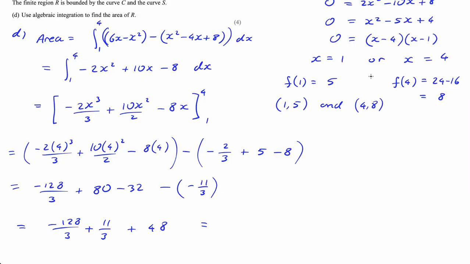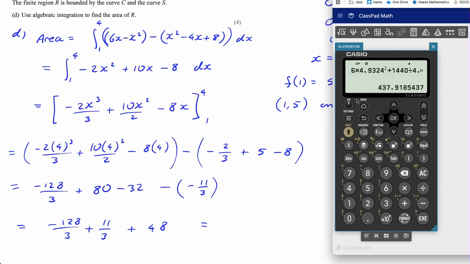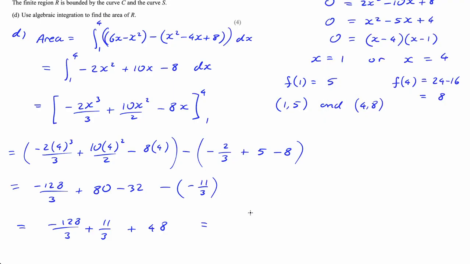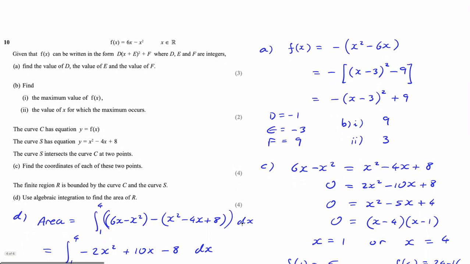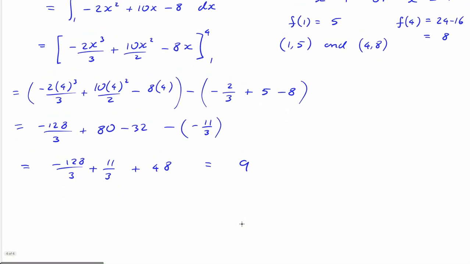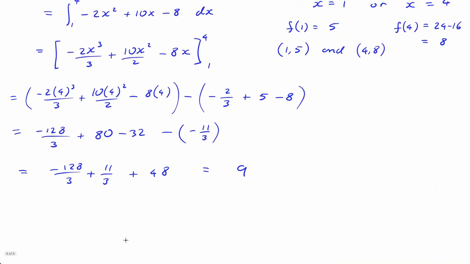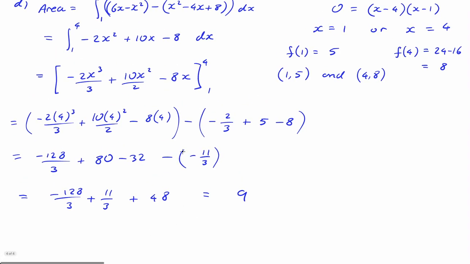Okay, and this, guys, I am going to cheat here. Well, not cheat, but I'm going to use my calculator. Negative 128 over 3 plus 11 over 3 plus 48 gives us exactly 9, which is the right answer. 9, and is it in centimeters or anything? No, it is not. So that is the answer. Okay, done, guys. That is question 10.